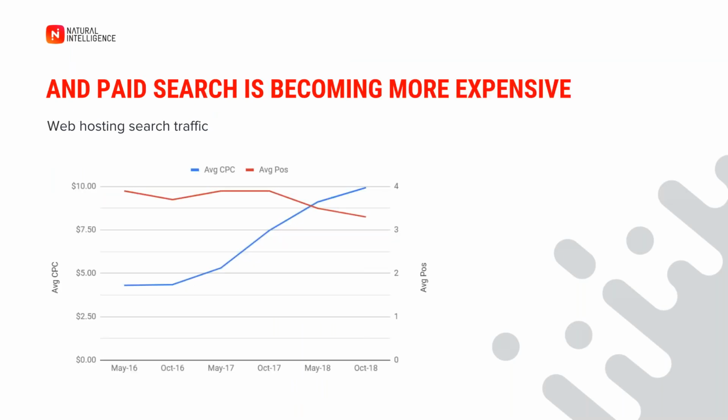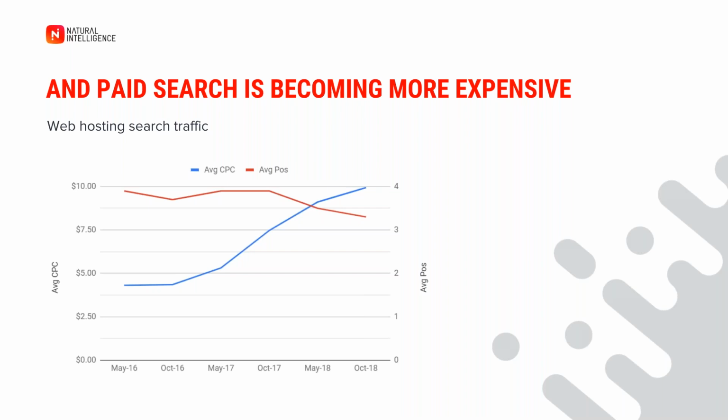Now, that's only one part of the problem. In addition, you've got paid search becoming much more expensive. What's going on in this graph, I'll break it down. The red line represents the average position in search results for the most common search terms in web hosting over the past 2 years. This is just an example in one specific industry. And the blue line represents the cost of these words. So you can see over the past 2 years, the cost to maintain the same position in search results has actually doubled. That's pretty serious inflation.